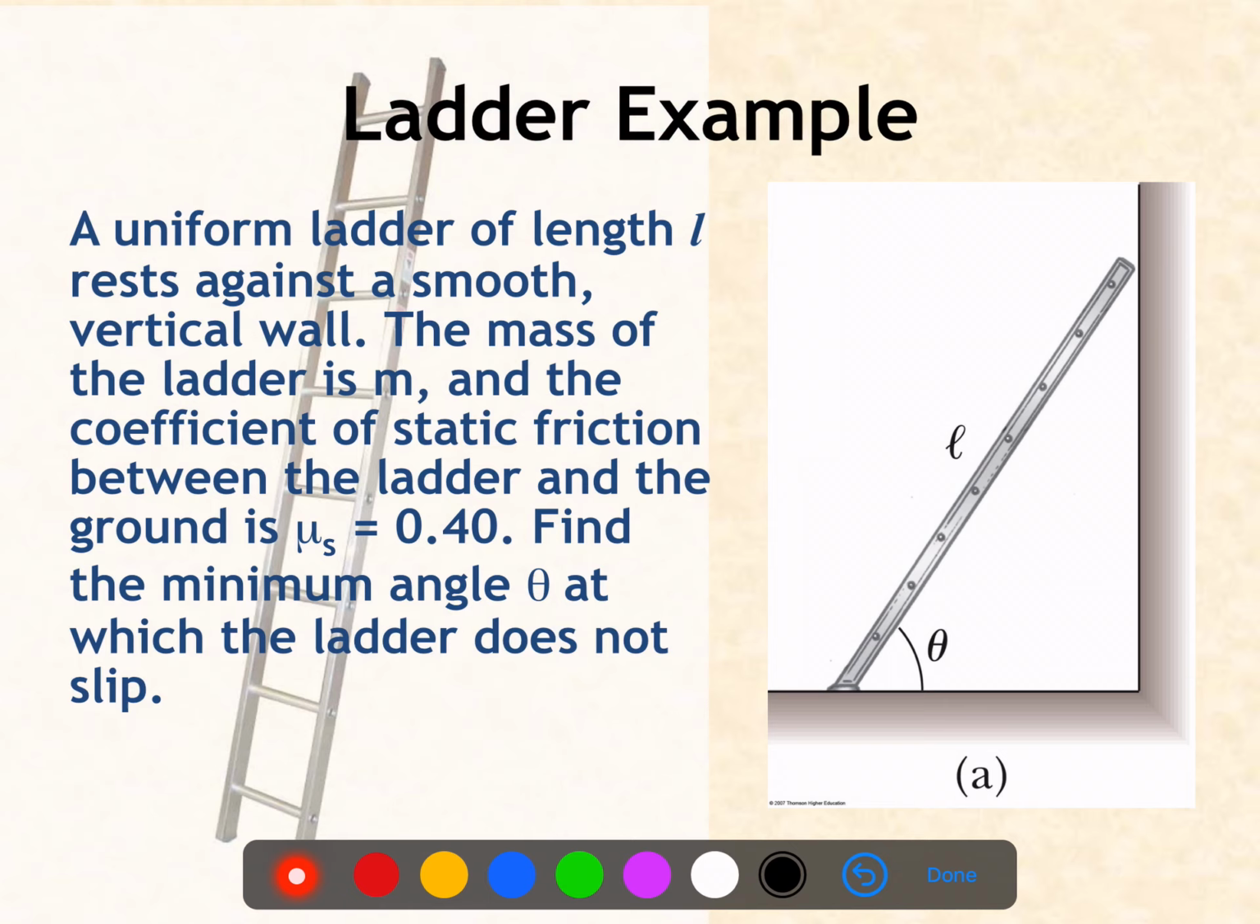For another example, let's consider a ladder which is propped up against a wall. We're going to consider the wall itself to be frictionless, but there is some friction between the bottom of the ladder and the ground. And what we want to know is what this minimum angle needs to be so that the ladder does not slip.